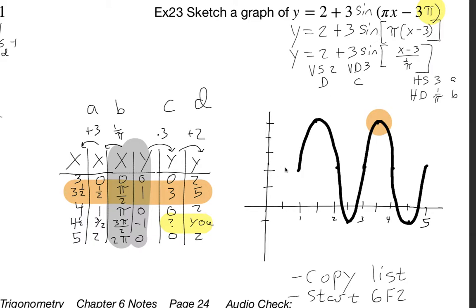Parent function is sine function. Let's clean up the inside. Forcibly factor out a pi. I don't know if in your handout you have a pi right here, but if you don't, make sure you add it in. What I want to do is sketch a graph of something that has pi x minus 3 pi. Forcibly factor out a pi. Look at that. We get pi times parentheses x minus 3 because you factored out the pi. The reciprocal of that would be 1 over pi. And although it looks ugly now, it's going to make for happy x values later.